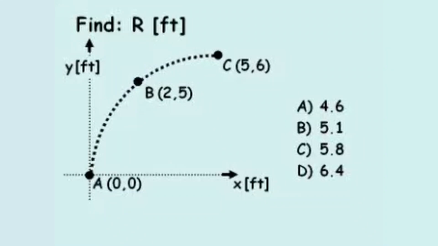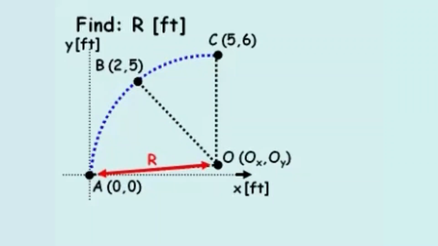Find the radius of the curve. In this problem, points A, B, and C are plotted on an xy plane, where the coordinates of all 3 points are provided. If a circular curve is drawn connecting these 3 points, the problem asks to find what is the radius of such a curve.